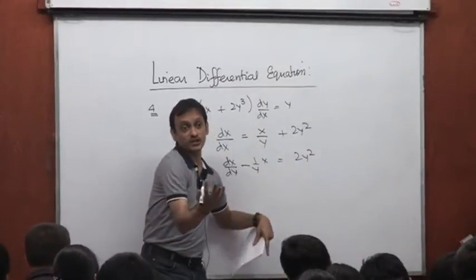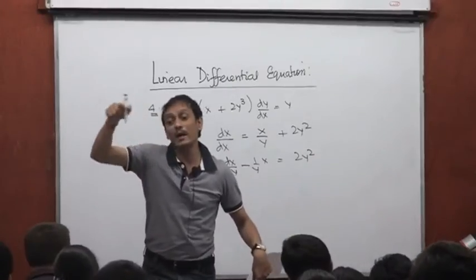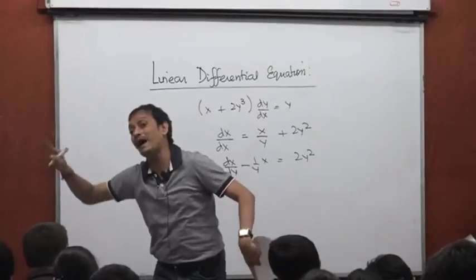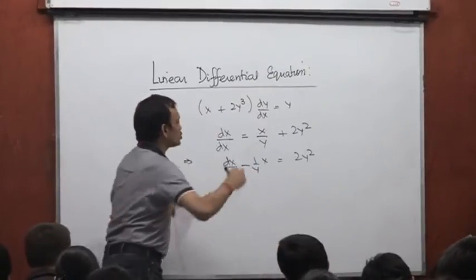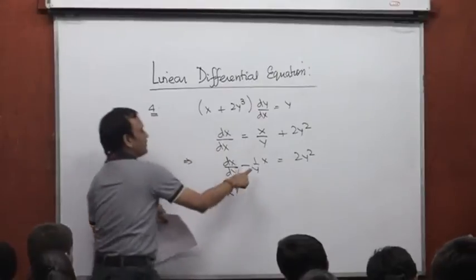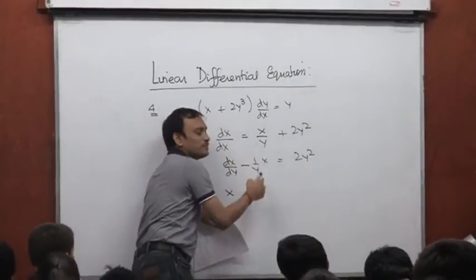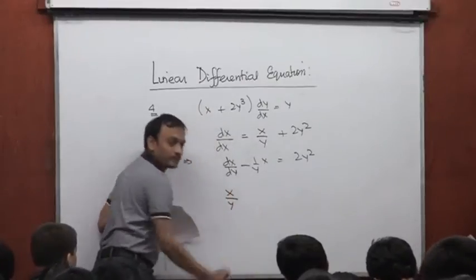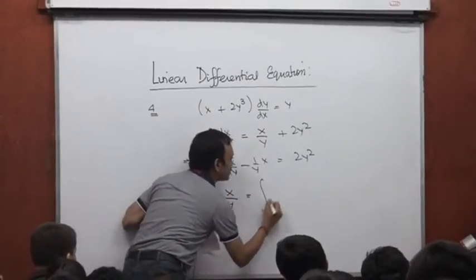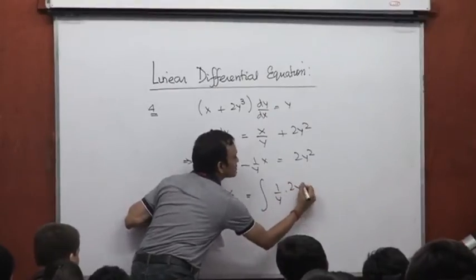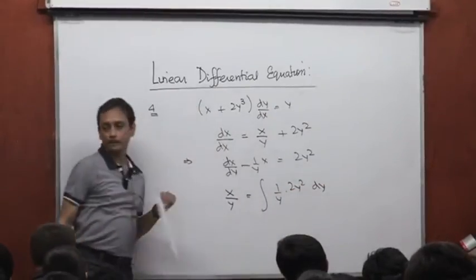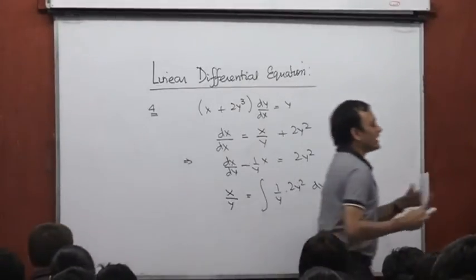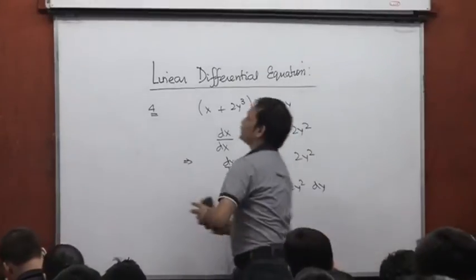The solution to this differential equation would be x e power integral p dy is integral q e power integral p dy dy, right? So the solution is x e power integral minus 1 by y dy, which would be ln 1 by y. So this would be x by y equal to integral 1 by y times 2y squared dy, etc. Got me? So that's a regular linear differential equation.